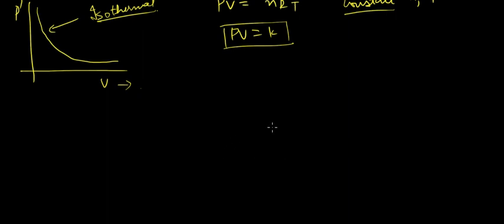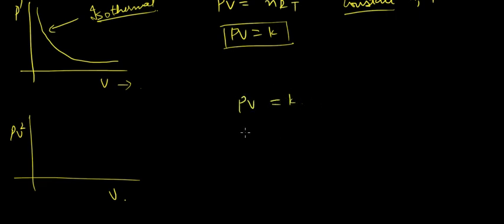So now if we have to draw the graph between, let's say, PV square and V, how would the graph look? We know that PV equals K, and if you multiply it with V on both sides, then it becomes PV square equals KV, or Y equals mX form is achieved, hence it would be a straight line.